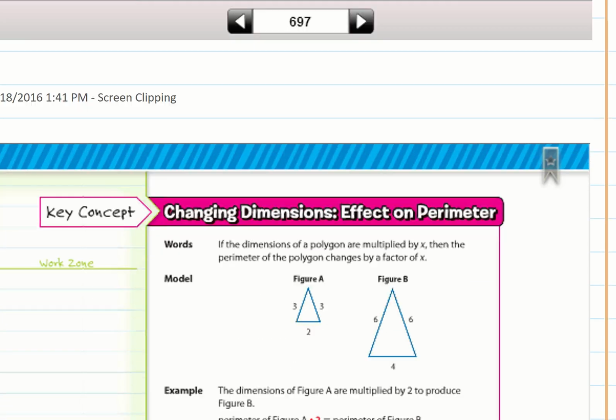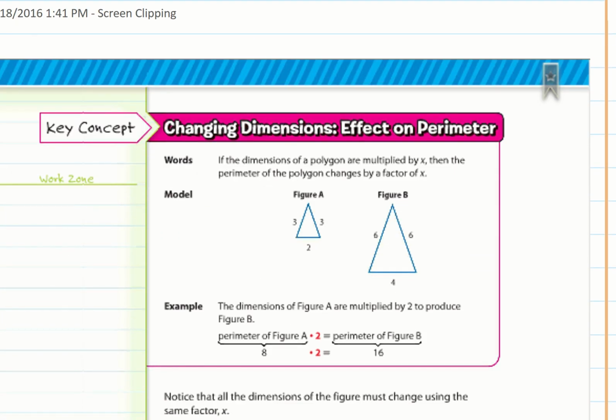So let's go on with the notes. This is changing the dimensions. If the dimensions of a polygon are multiplied by x, then the perimeter of the polygon changes by a factor of x.